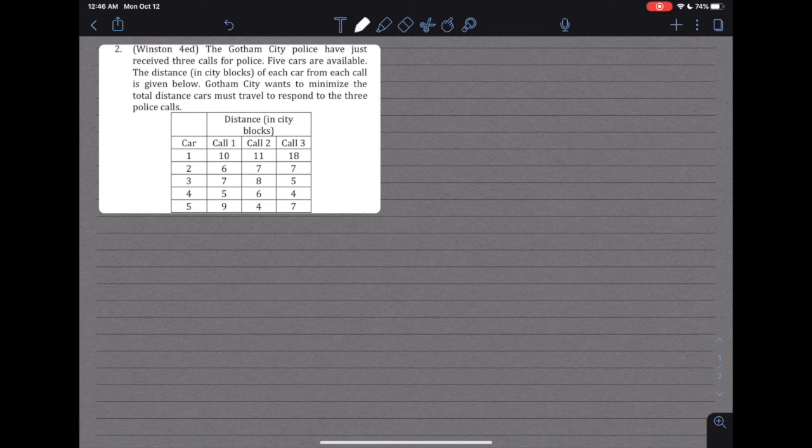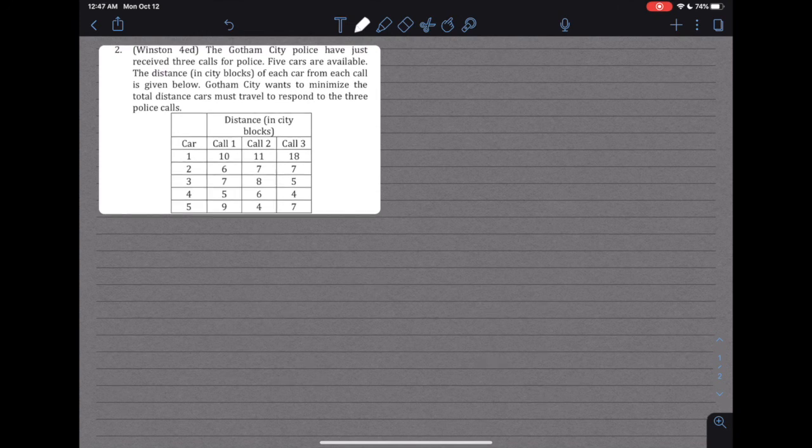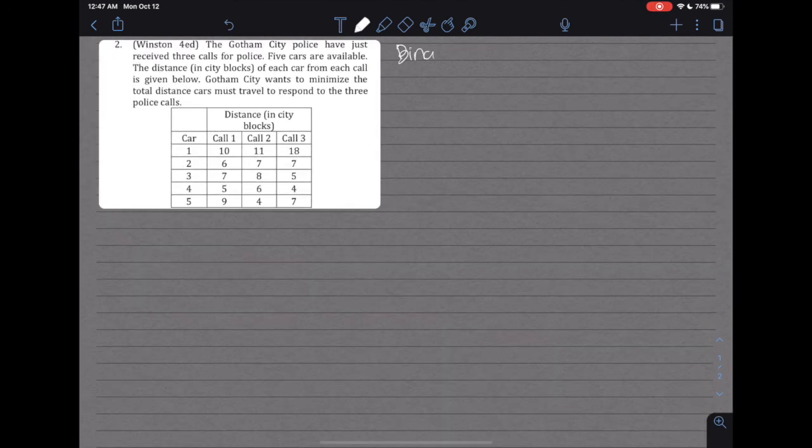This is actually an example of an assignment problem wherein we have X tasks and Y workers, and we want to know the optimal assignment of a certain task to a certain worker. In this case, our tasks are the 3 different calls, but we have 5 different workers, which are your 5 different police cars. Our goal is to minimize the total distance traveled by the police cars. The assignment problem actually introduces us to a new variable, which is what we call a binary variable.